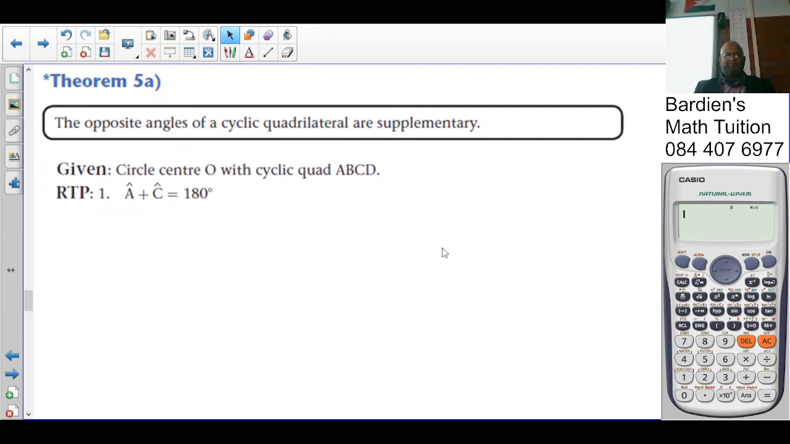Right. So, Theorem 5a, write this down. Theorem 5a: The opposite angles of a cyclic quadrilateral are supplementary. That is the theorem in words.